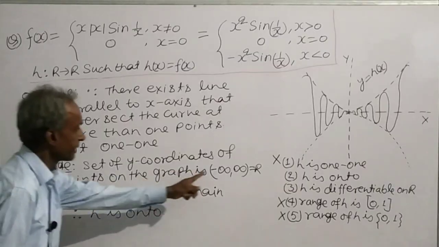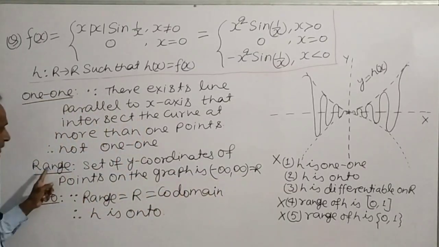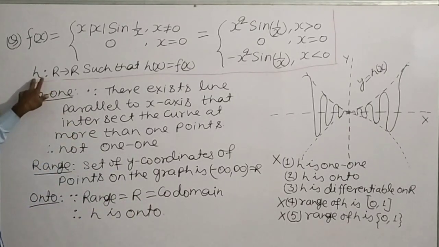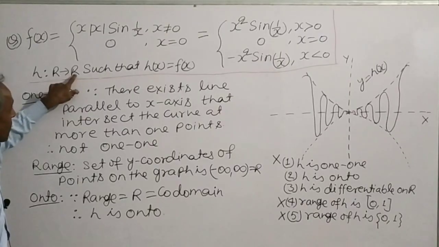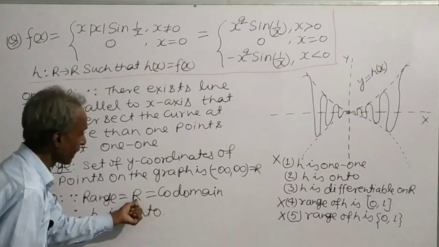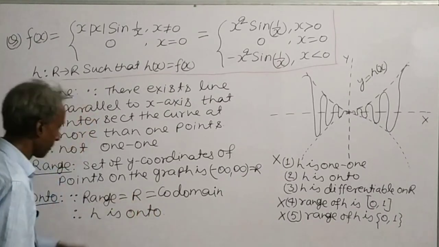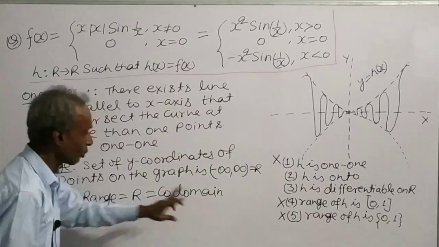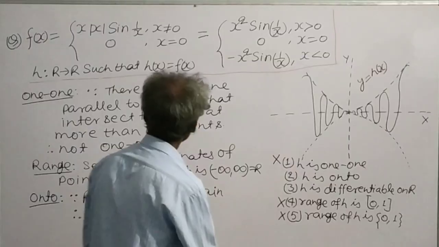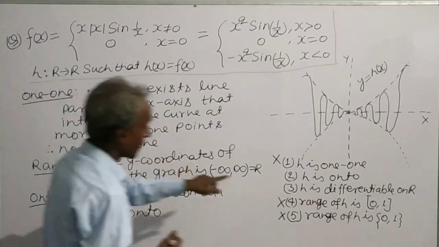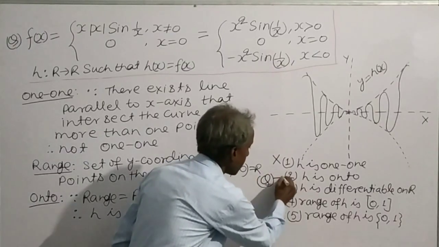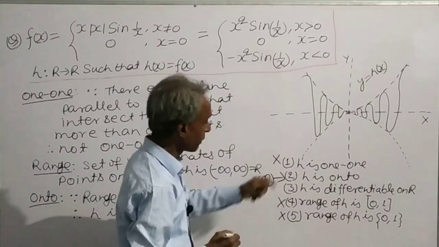Since range is R, and it is given that h is a function from R to R, that means codomain of h is the set of all real numbers. When range is equal to codomain, we say that h is onto. Therefore, this entry Q can be matched with this entry 2.